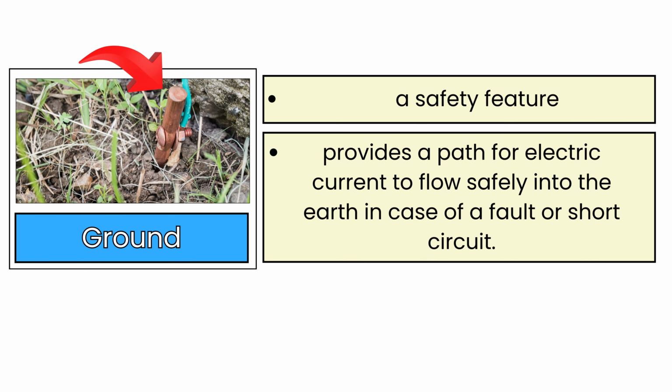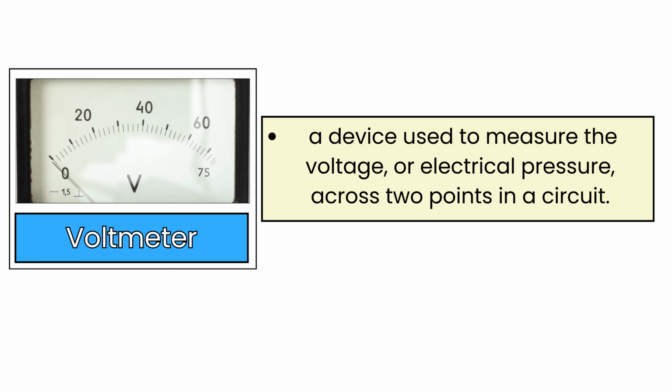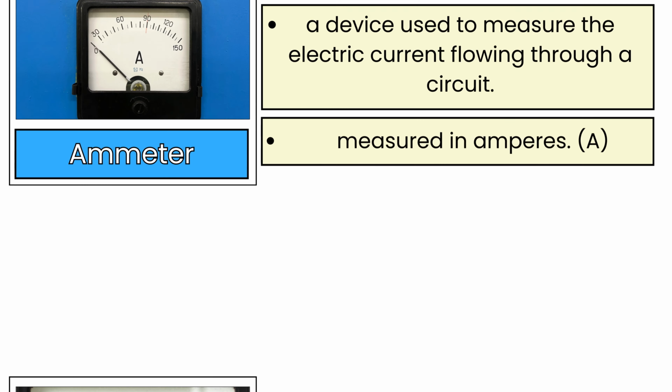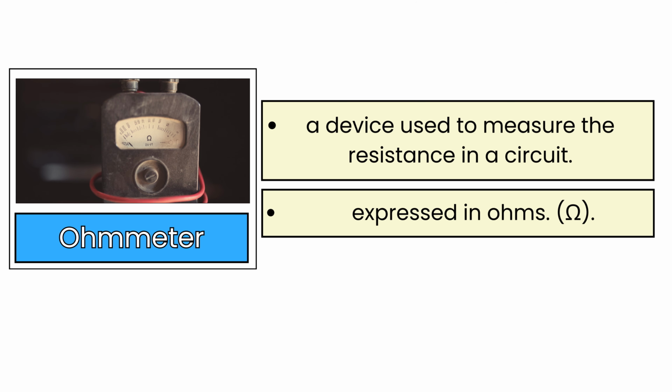Ground is a safety feature that provides a path for electric current to flow safely into the earth in case of a fault or short circuit. A voltmeter is a device used to measure the voltage or electrical pressure across 2 points in a circuit. An ammeter is a device used to measure the electric current flowing through a circuit, typically measured in amperes. An ohmmeter is a device used to measure the resistance in a circuit expressed in ohms.